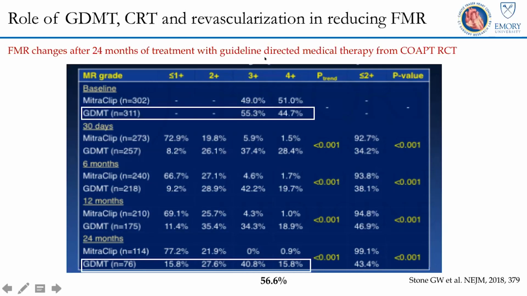What we see is that at baseline, about 100% of the patients were in 3 to 4 plus mitral regurgitation. And at 24 months of treatment of these patients with medical therapy, you still see that about 56% of the patients still continue to have 3 to 4 plus mitral regurgitation, whereas the rest of them had reduced regurgitation of 1 to 2 plus. This does not entirely mean that all of the patients, only some of the patients reduced and others maintained, but there could be some patients who also increased in their regurgitation severity over time.